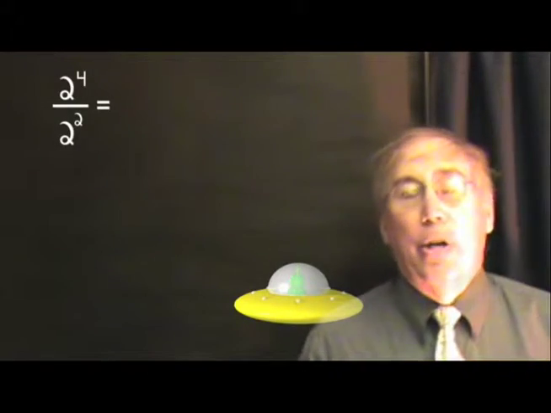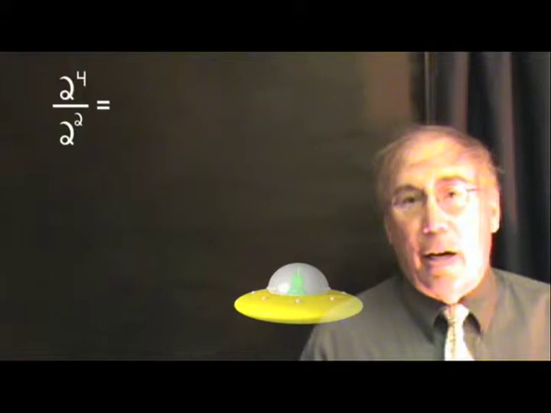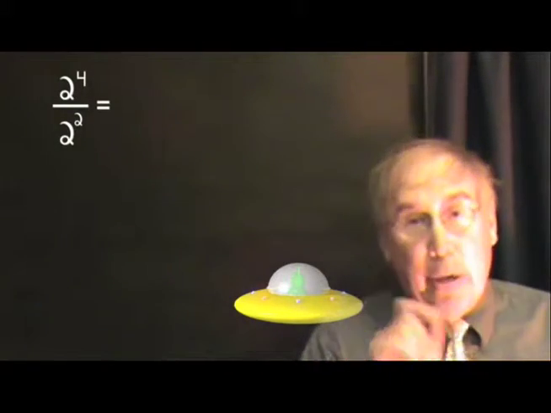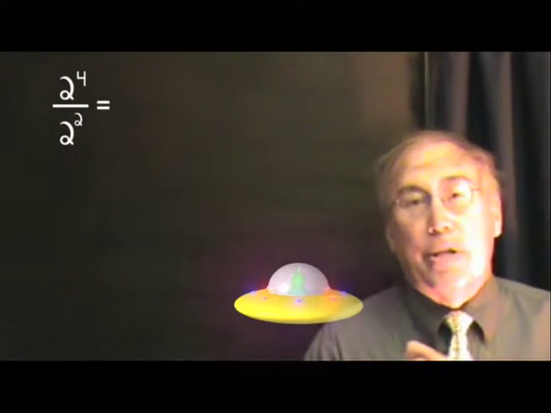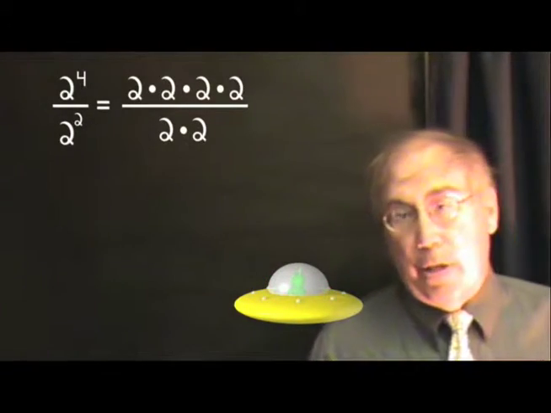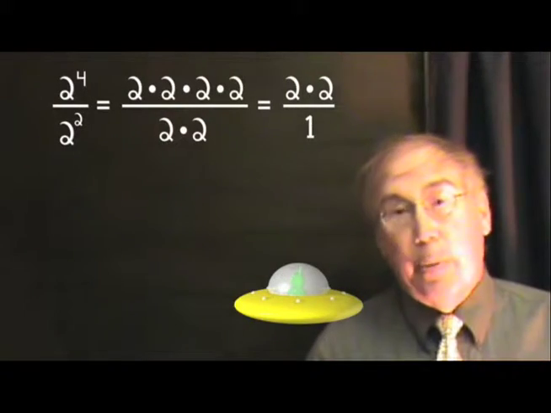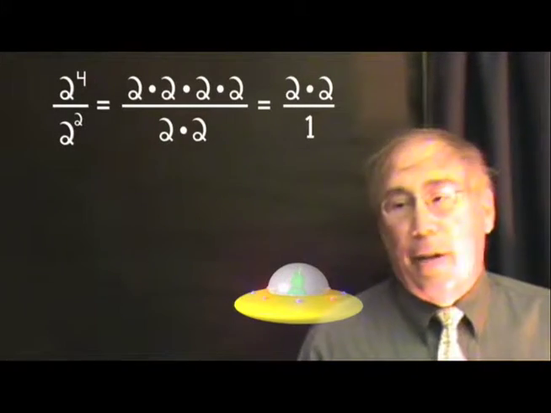Here's our first problem. 2 to the 4th over 2 squared. What does that mean? In the numerator, we've got 2 times itself 4 times. In the denominator, we've got 2 times itself 2 times. And we can cross out two 2's from the numerator and denominator, and we'll land up with 4.